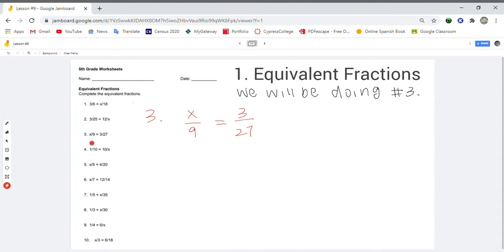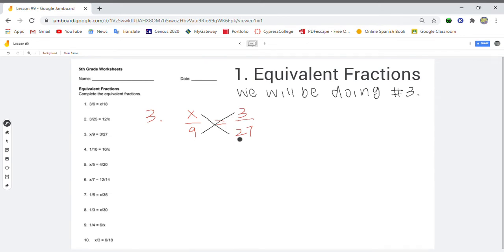Number 3 says x over 9 equals 3 over 27. So I wrote it out over here: x over 9 equals 3 over 27. When solving for a variable in equivalent fractions, I usually do cross multiplication since that's the easiest and simplest. That's when you make a cross like this and you multiply these together. So you'll see what I mean.